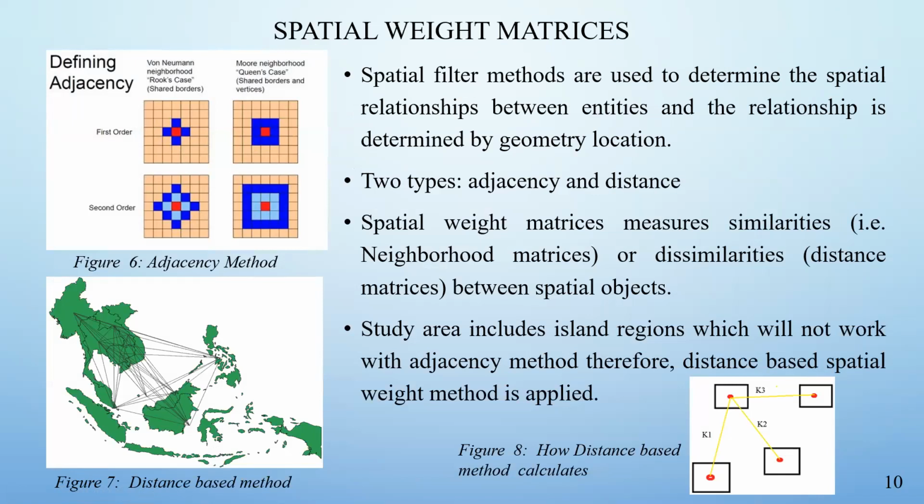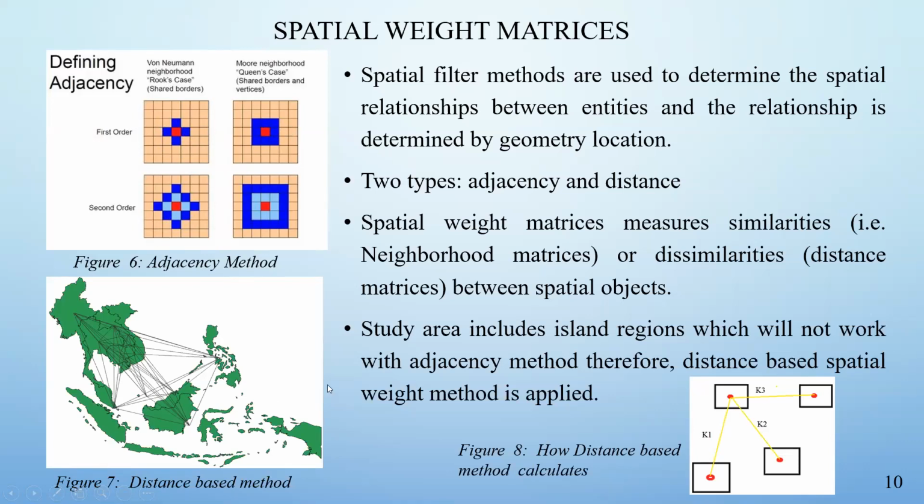Spatial filter methods are used to determine the spatial relationship between entities, and the relationship is determined by the geometry. There are two types, adjacency and distance. Adjacency is stated in figure 6. It is matrix based, and it has first order. First order means the neighbor that is connected to the one we are searching for, and it has rook. Rook means considering the neighbors with shared borders only, and queen means both shared borders and vertices. And then second order is like this.